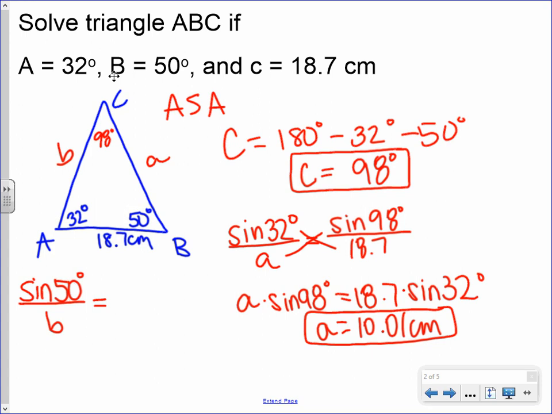Yeah, we can set this equal to the sine of 98 over 18.7, and we're not using any rounded off answers. Sometimes we have to use our rounded answers, but if we can avoid it, I would. Use as much given information as possible. So what would that give us for side B?